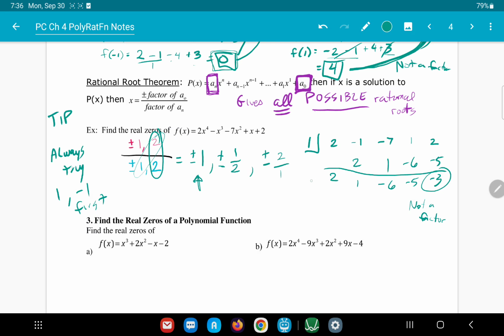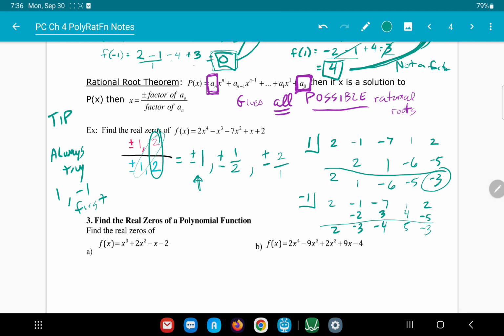Let's try another one, okay? Since we've already tried 1, I could try -1. Let me actually try -1 as well. So I'll do it again. 2, -1, -7, 1, and 2. And again, we'll do it again. 2, -2, -3, 3, -4, 4, 5, and -5. Oh, look, we still get -3. So this one doesn't work either. So 1 and -1 both don't work.